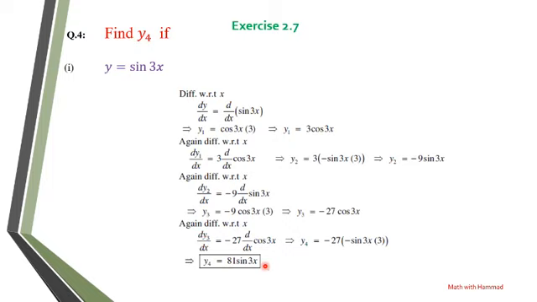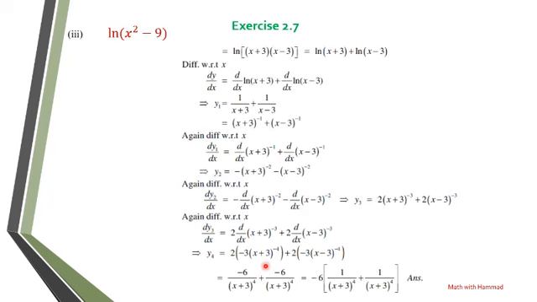Now we will move to the next part, number 3, log of x square minus 9, which can be written as log of x plus 3 into x minus 3. As we know that log of a into b is log of a plus log of b, we get log of x plus 3 plus log of x minus 3. The derivative of x plus 3 is 1 over x plus 3, and of x minus 3 is 1 over x minus 3, and it can be written as x plus 3 raised to power minus 1 plus x minus 3 raised to power minus 1. This is the first derivative.